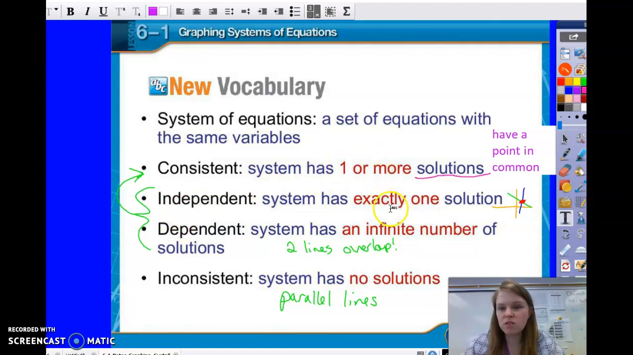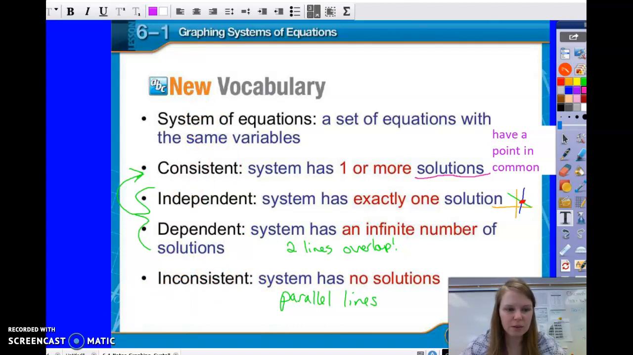If it has one solution, check this out, the green and the blue lines cross. If it has one solution, the system is called independent. If the 2 lines overlap and there's an infinite number of solutions, this system is called dependent. The last scenario is if the 2 lines never cross, then they have no solutions. We would be asking, where's the solution? Where do these overlap? We would say never. So this system is inconsistent. Okay, so those are our 5 vocab words.